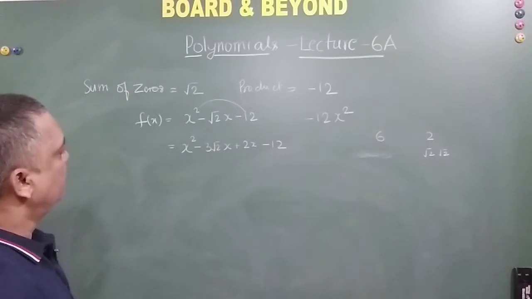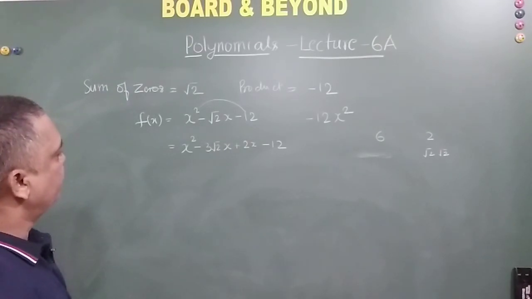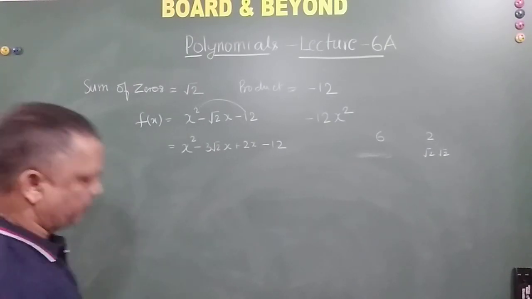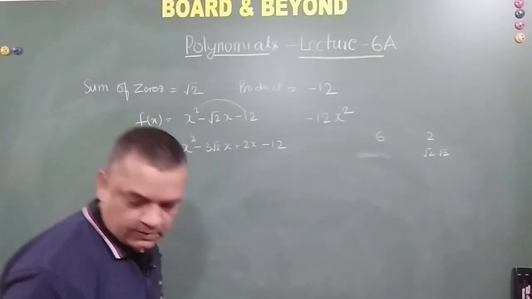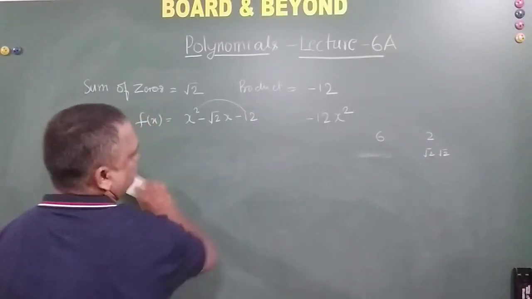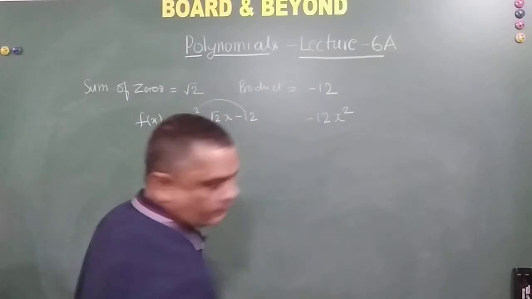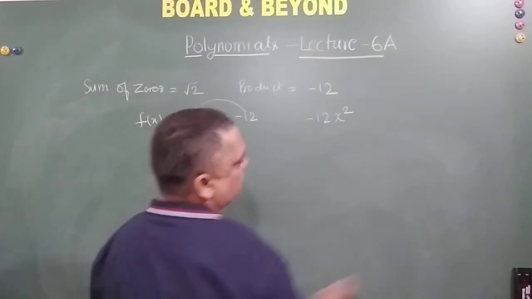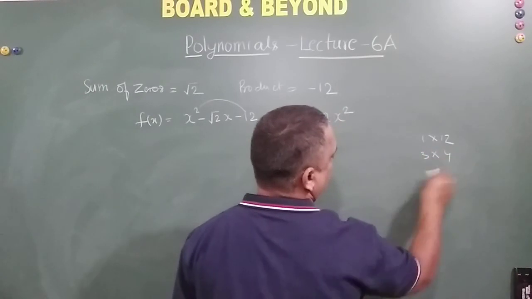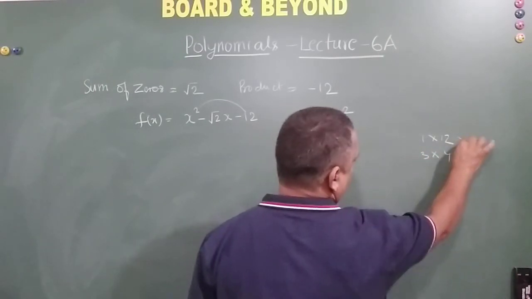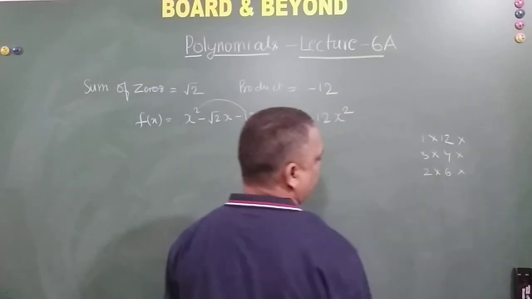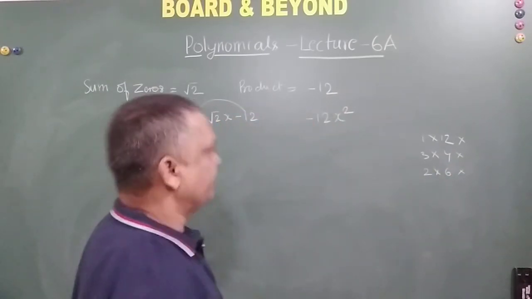First of all, we will be able to factorize it or we will not be able to factorize it. That we need to find out. Let's do that first. Okay. So 12 has got 1 into 12, 3 into 4. 3 into 4 will not be possible. Ruled out. 2 into 6. No, not happening. So we will not be able to factorize it.